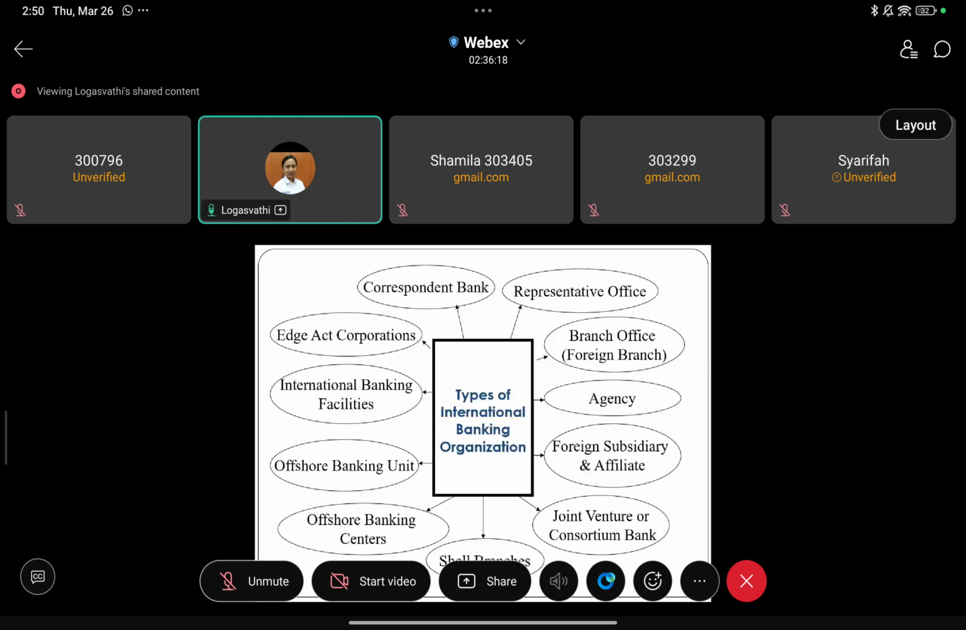That's it. So the question is, listen carefully. Besides these 11 types of international banking organization, what are the other types of international banking organization that we have now? Just name it. You don't have to explain it. Submit it when we have the face-to-face class.